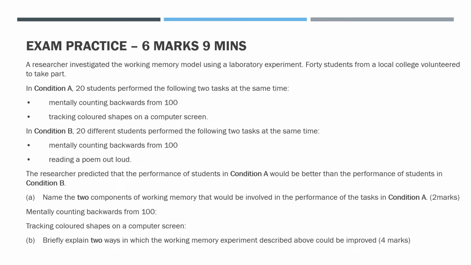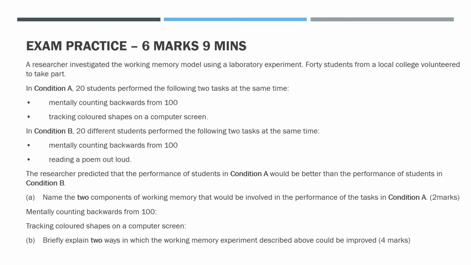But the first question: a researcher investigated the working memory model using a lab experiment. 40 students from a local college volunteered to take part. In condition A, 20 students performed the following 2 tasks at the same time: mentally counting backwards from 100 and tracking coloured shapes on a computer screen. In condition B, 20 different students performed the following 2 tasks at the same time: mentally counting backwards from 100 and reading a poem out loud. The researcher predicted that the performance of the students in condition A would be better than the performance of the students in condition B.